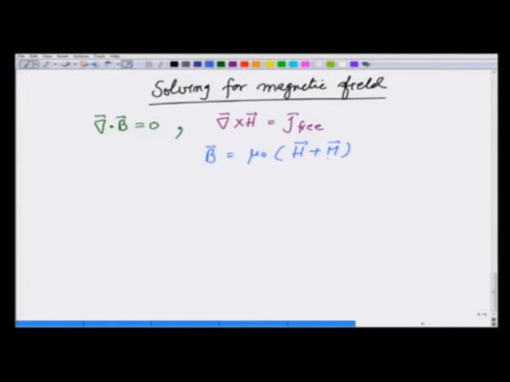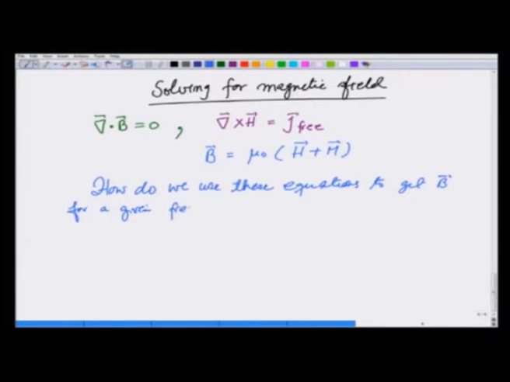And the question is, how do we use these equations to get B for a given free current slash magnetization.